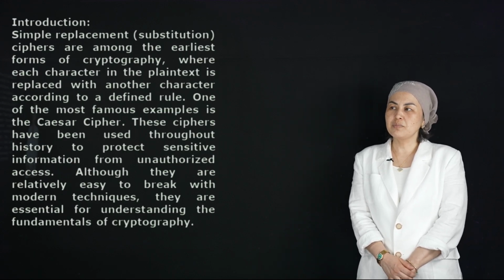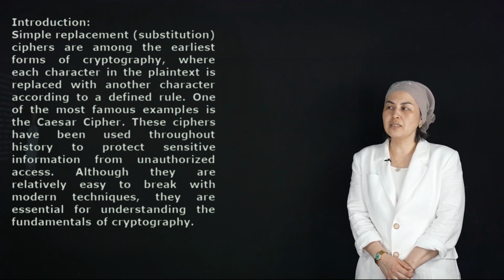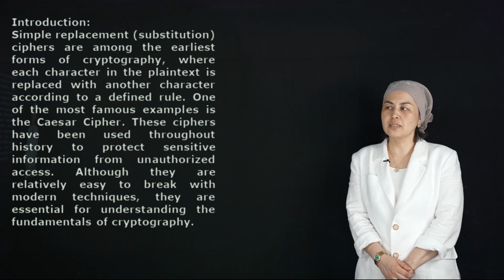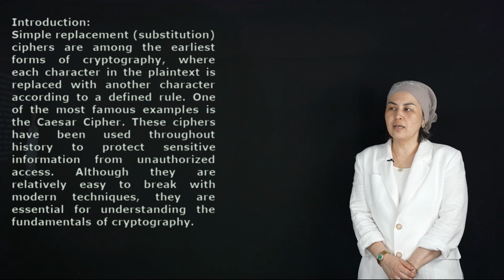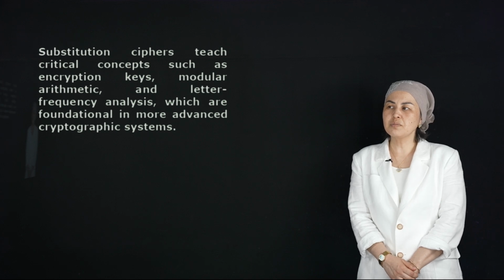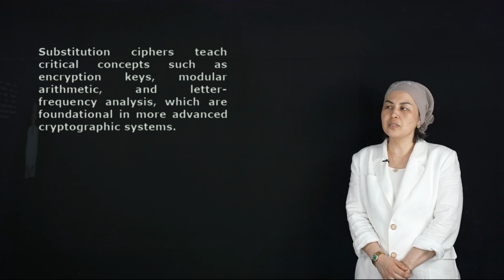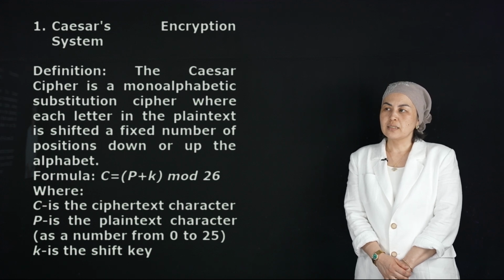Introduction. Simple replacement substitution ciphers are among the earliest forms of cryptography, where each character in the plaintext is replaced with another character according to a defined rule. One of the most famous examples is the Caesar cipher. These ciphers have been used throughout history to protect sensitive information from unauthorized access. Although they are relatively easy to break with modern techniques, they are essential for understanding the fundamentals of cryptography. Substitution ciphers teach critical concepts such as encryption keys, modular arithmetic, and letter frequency analysis, which are foundational in more advanced cryptographic systems. The first question: the Caesar encryption system.